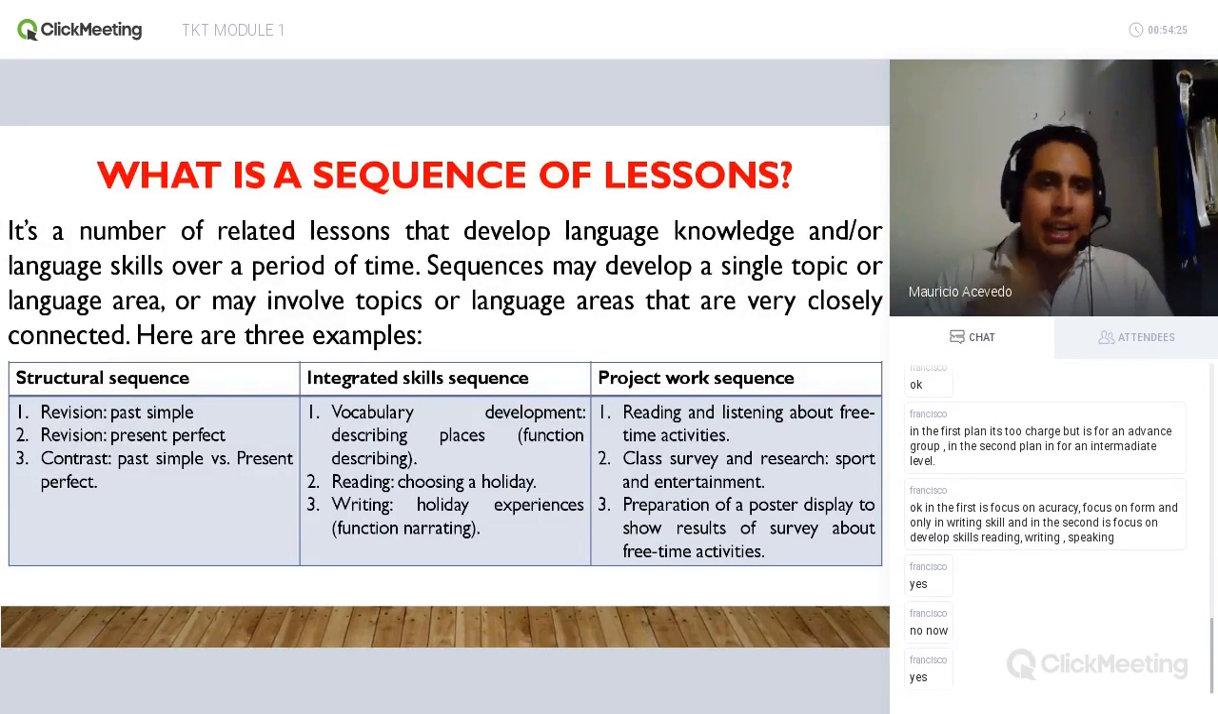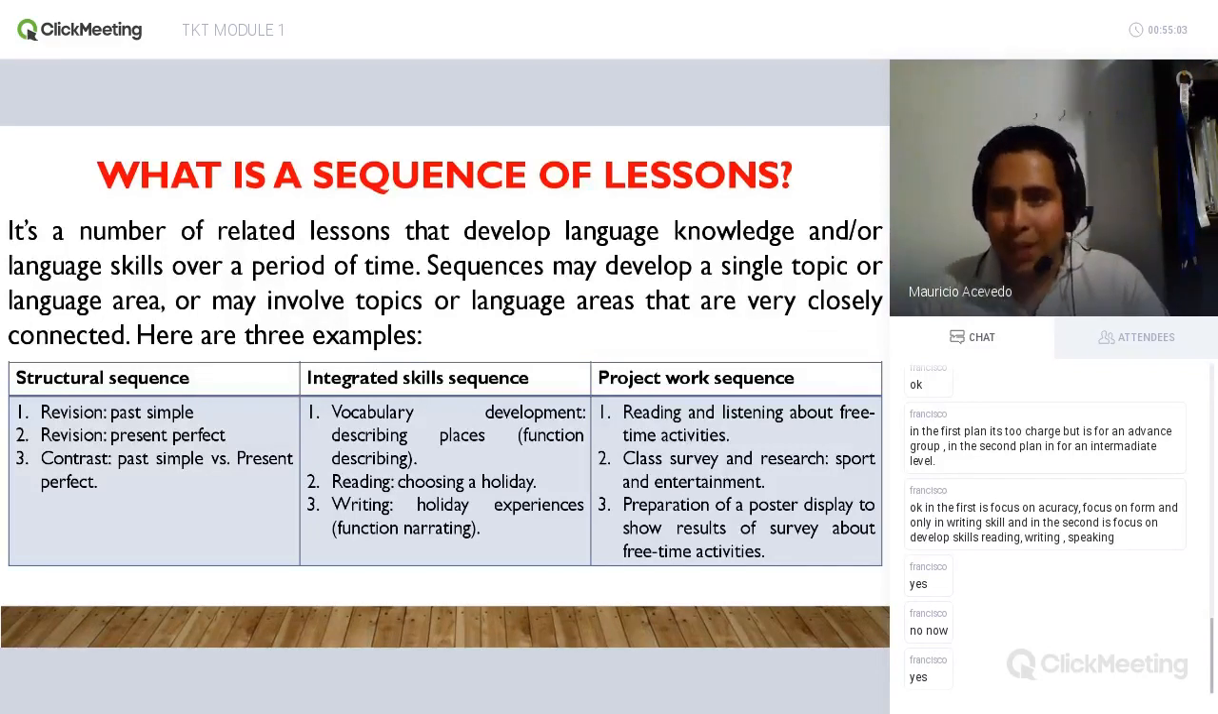Here it says it's a number of related lessons that develop language knowledge and/or language skill over a period of time. Sequences may develop a single topic or language area, or both topics or language areas that are very closely connected. Here are three examples. A structural sequence, how you can have this sequence of structures: Revision 1, past simple. Revision 2, present perfect. Revision 3, contrast, past simple versus present perfect. So this is the structural sequence.